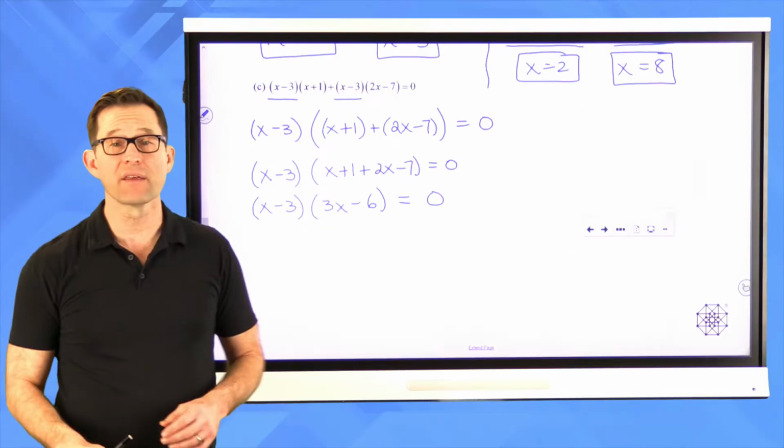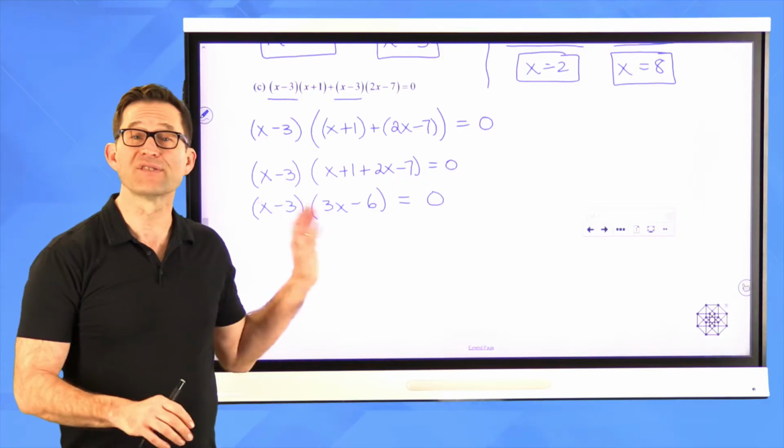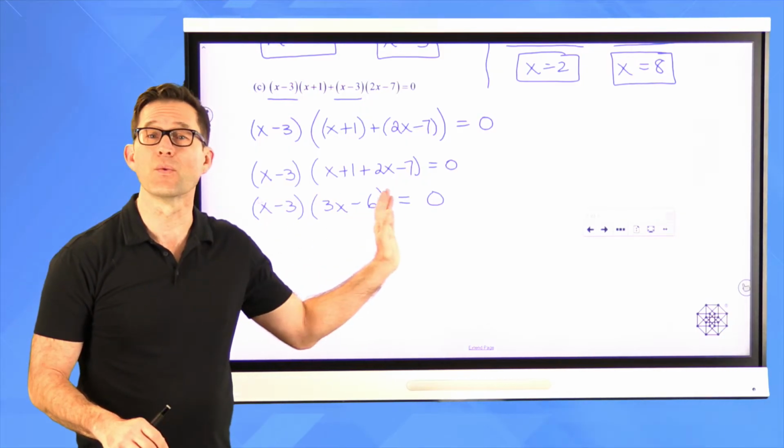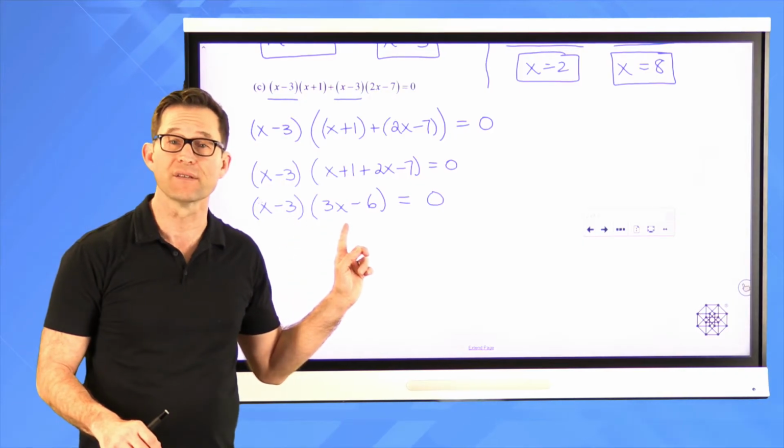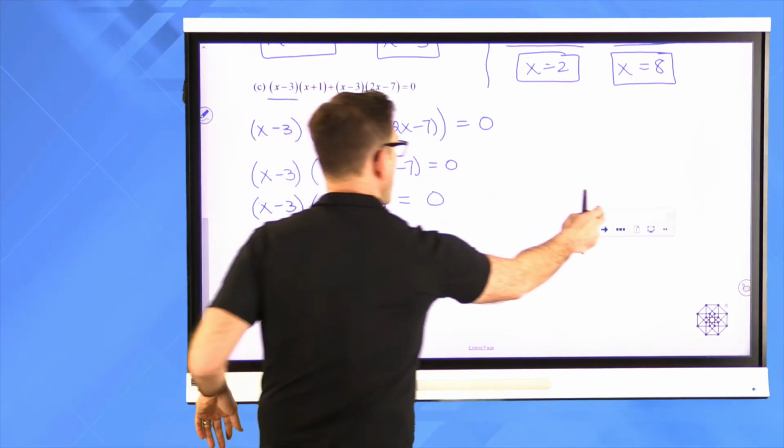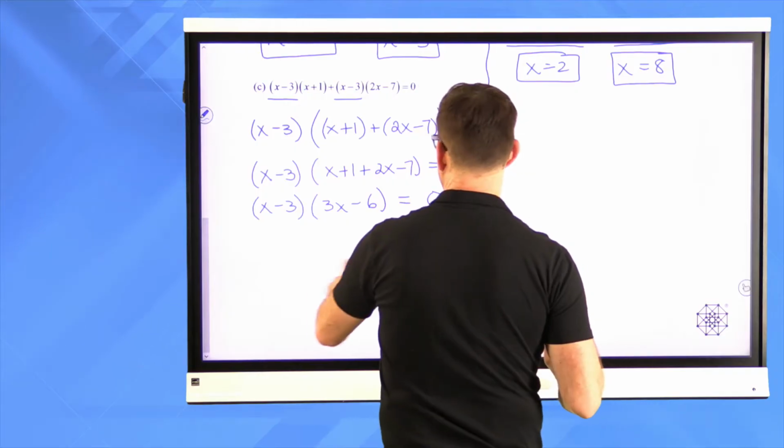And now I've got this thing factored, right? I now have something times something is equal to 0. So I can take this and set it equal to 0. I can take this and set it equal to 0. I'll do that right over here. Oops, move that over there.